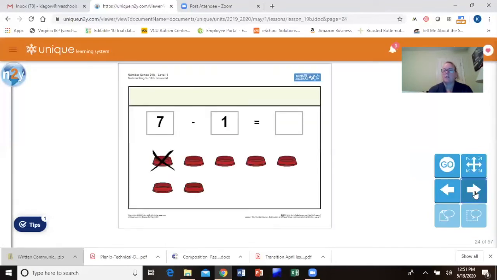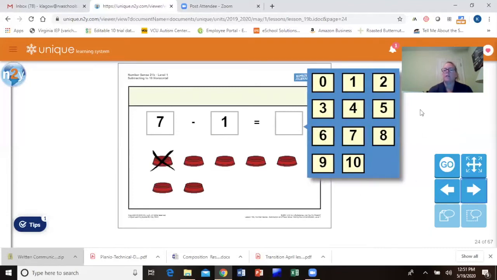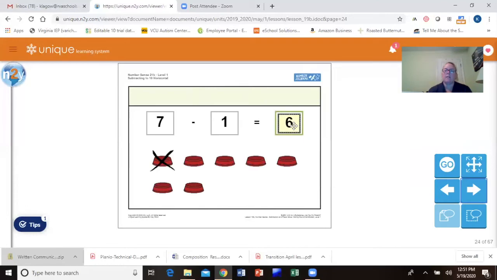All right. Here it is again. 7, take away 1 equals, point to the answer. I'll give you a hint. It's in this row. You can find the answer. Point to it. If you pointed to the number 6, you are correct. Excellent.